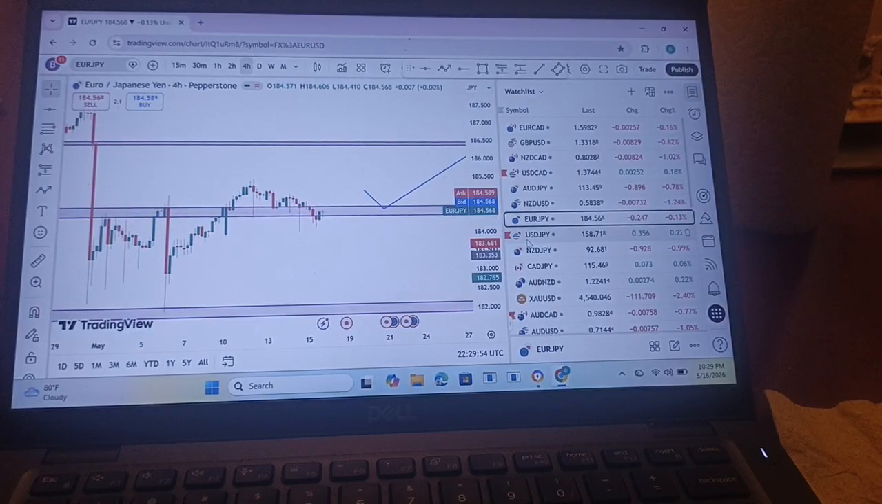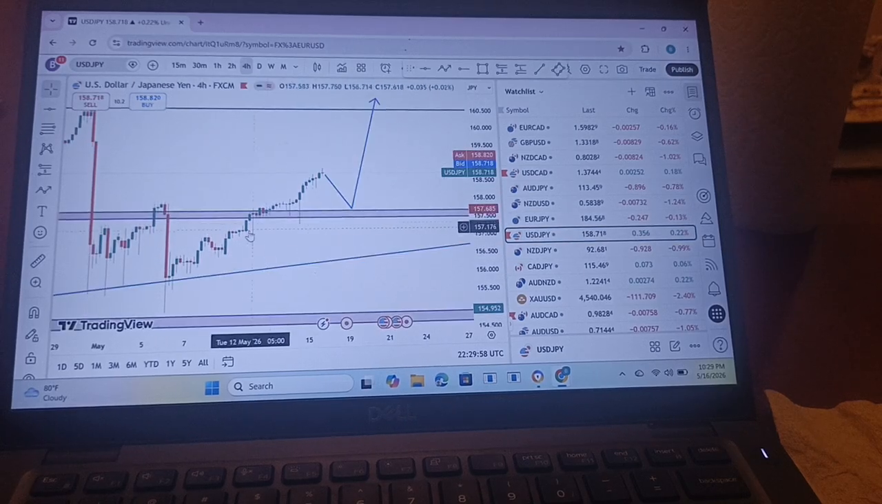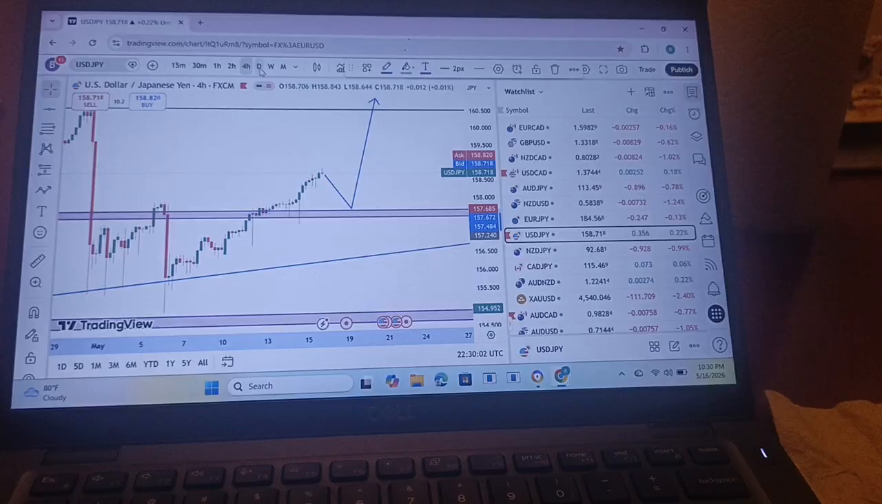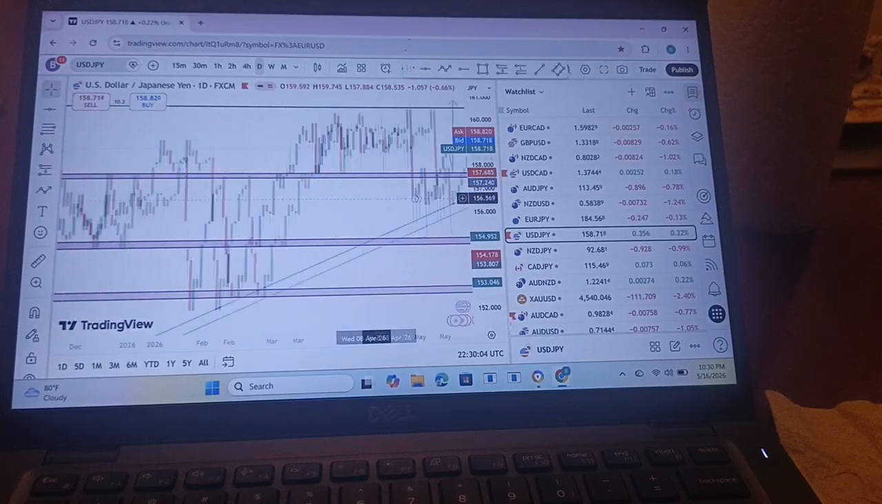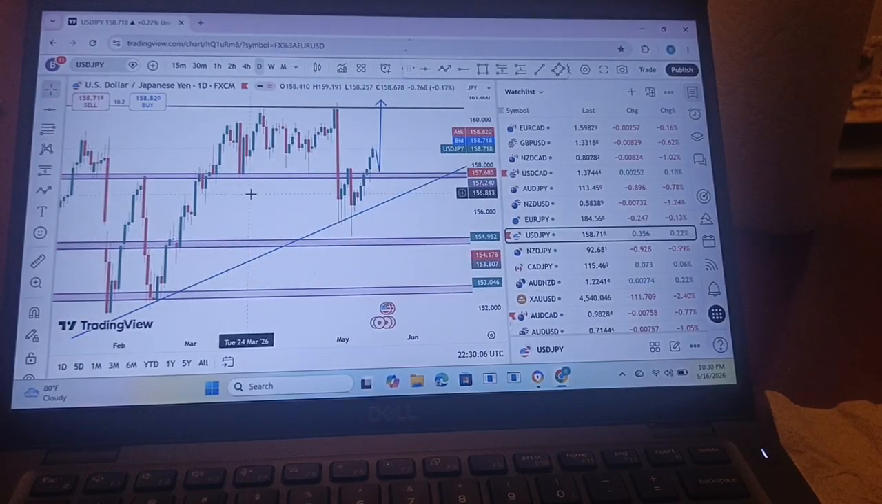So next is USD JPY. USD JPY, as you see, we did not get a break of resistance. Now we wait for the retest. So when we check the daily, you see the clear picture of the market. Anytime we are above this line, we buy. When we are at the bottom, we sell.